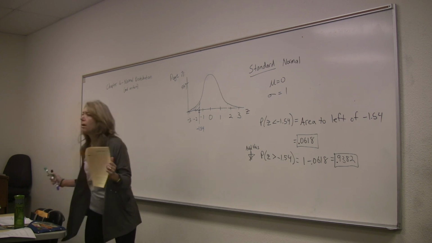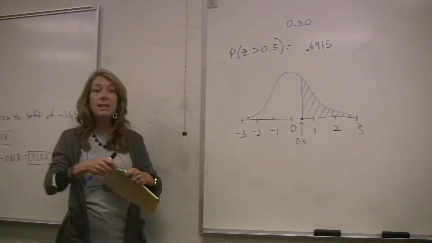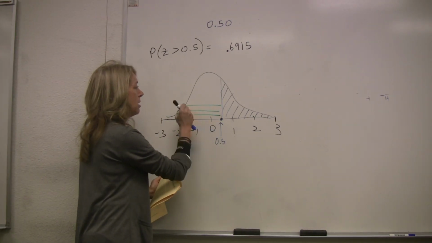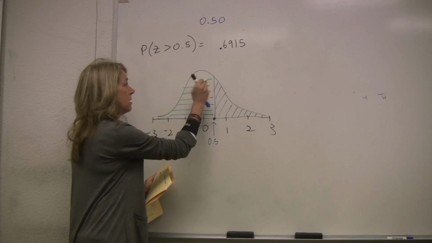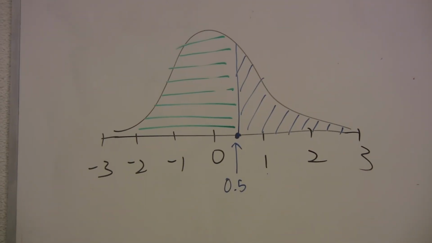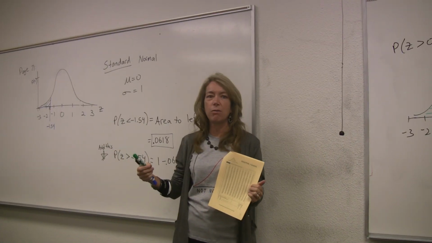What is that number in terms of my picture? It's everything to the left of 0.5. What the table just gave me is all this. But that's why we find the complement, right? And that's why I can't stress enough: the table will always give you the left, even if that's not what you want.